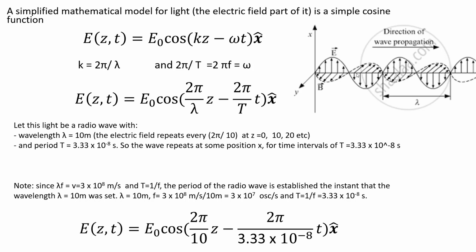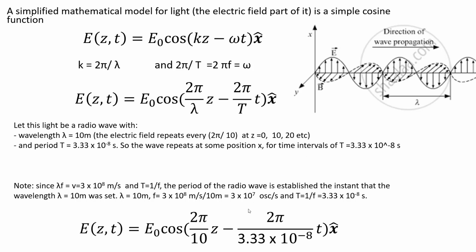Once you establish the wavelength of the light, you immediately establish what the period of the wave is. So lambda times frequency is equal to 3 times 10 to the 8th meters per second. The period is defined as 1 over the frequency. So let's compute the period and the frequency for a 10-meter radio wave. Frequency is equal to the speed of light divided by the wavelength. 3 times 10 to the 8th meters per second divided by 10 is 3 times 10 to the 7th oscillations per second. That's really remarkable. This thing's oscillating up and down about 30 million times per second.